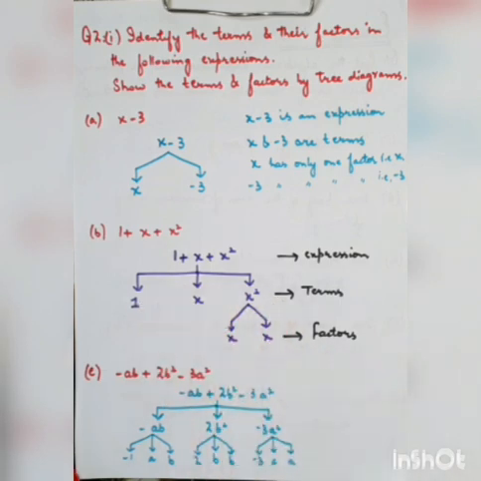Okay, then e part is minus ab plus 2b square minus 3a square. So this is the expression. Now this expression is having three terms, minus ab, 2b square, minus 3a square. Then this minus ab is having three factors.